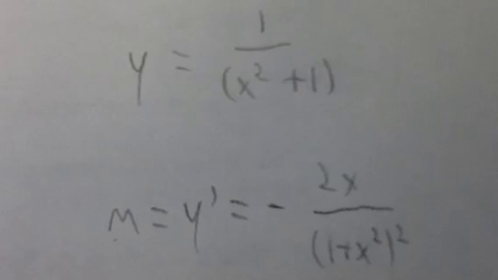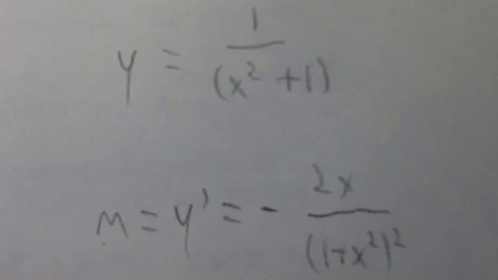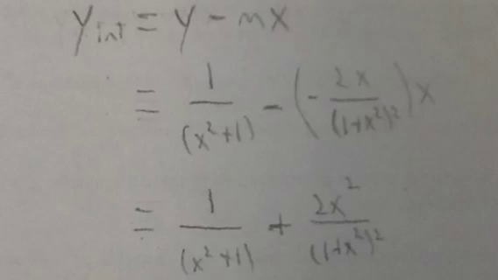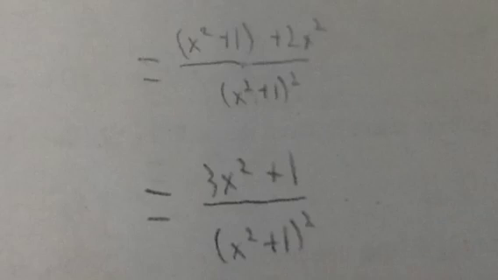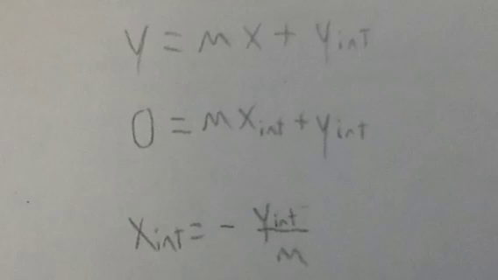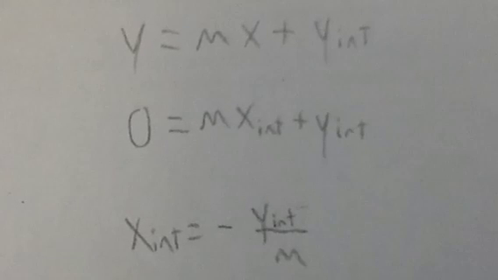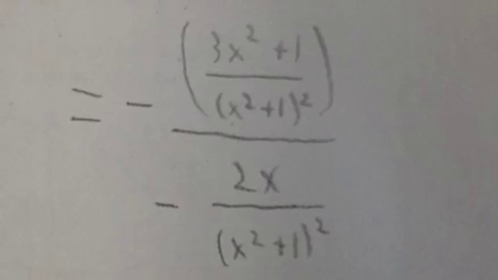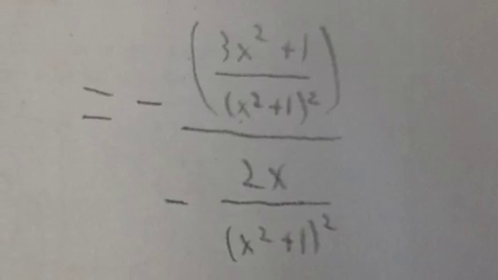Remembering that we already have an equation for y, and the slope is just a derivative, we can get an equation just in terms of x, and simplify it. Remembering that y is 0 at the x-intercept by definition, we can get an equation for the x-intercept. And since we already have the y-intercept and the slope, we can get it in terms of x.